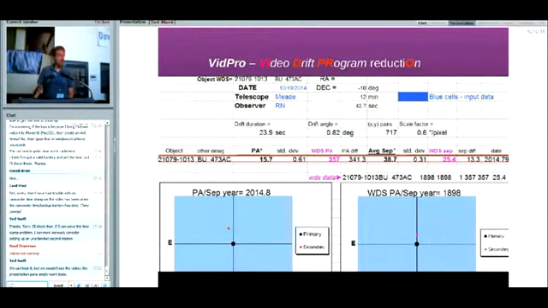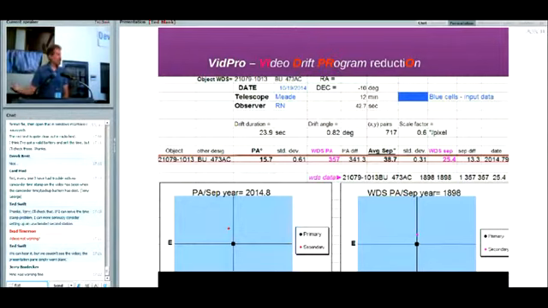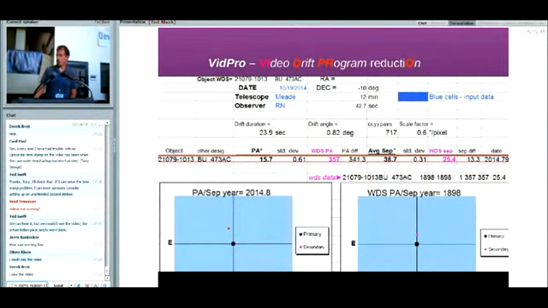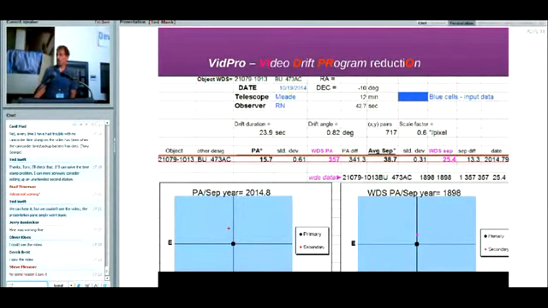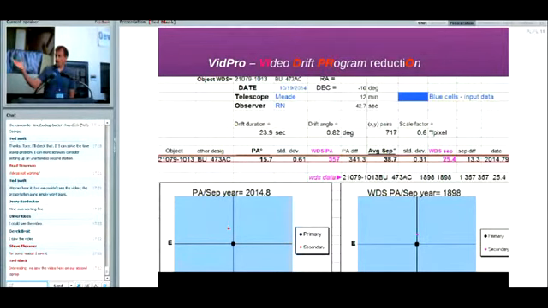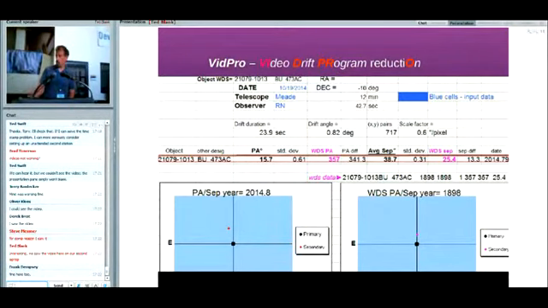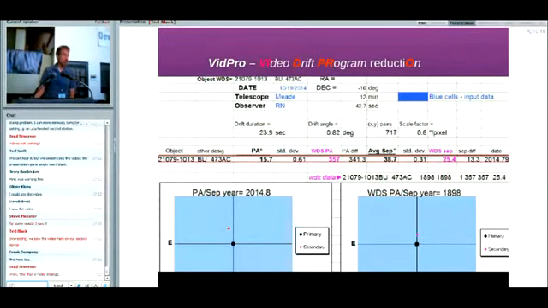And that information of position, angle, separation is copied to the first sheet of the program in that line kind of down the center of the screen for easy copying into a table when you want to make a table for publication. Also, the program will graph the position, angle, separation of the Washington double star catalog values, in this case 1898 on the right-hand side, and the values I did when I measured the double last year, year 2014, and as you can see for this particular double, there's quite a bit of change in position, angle, and separation.